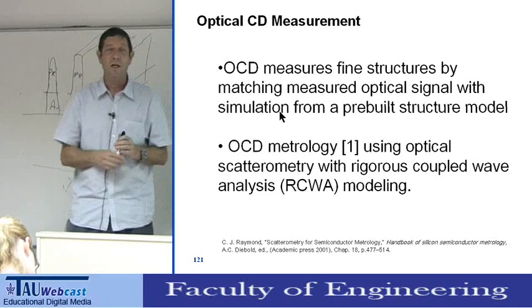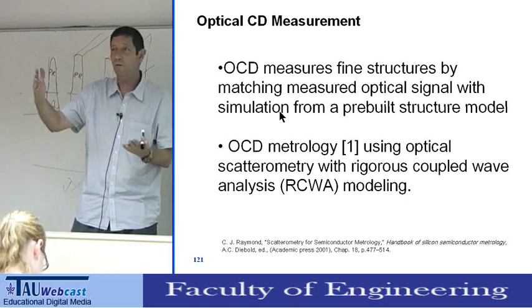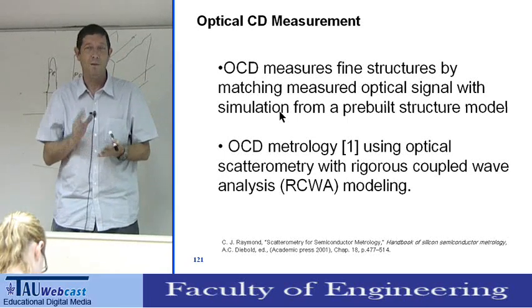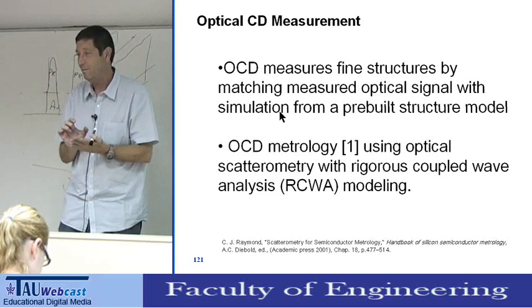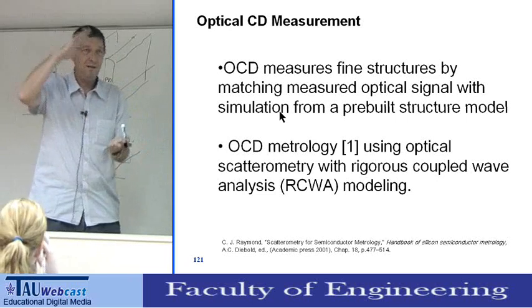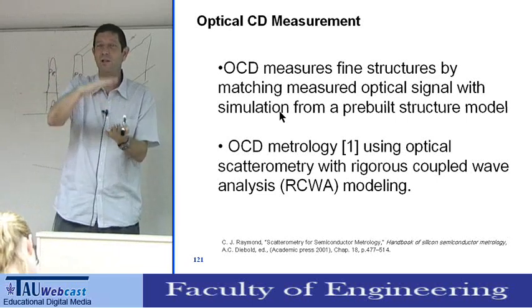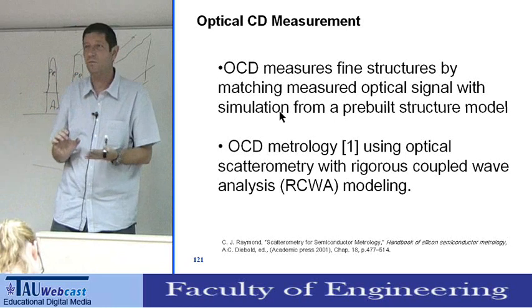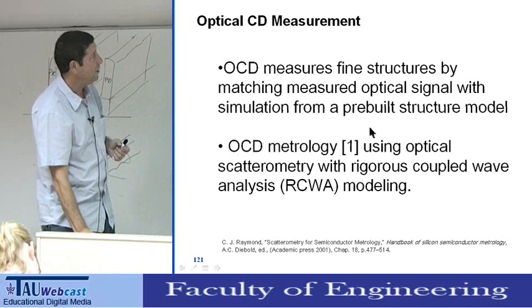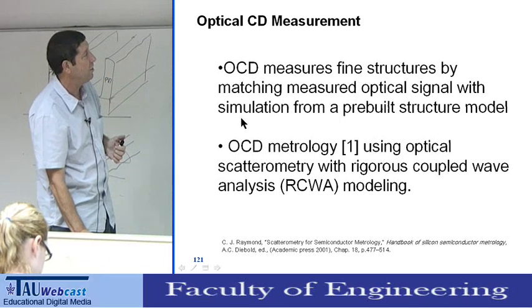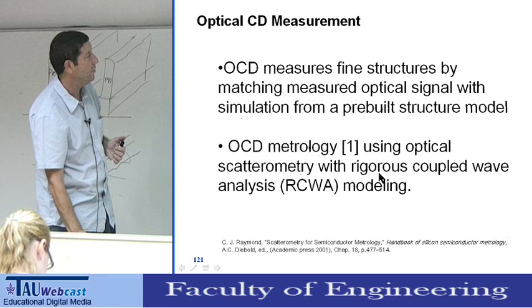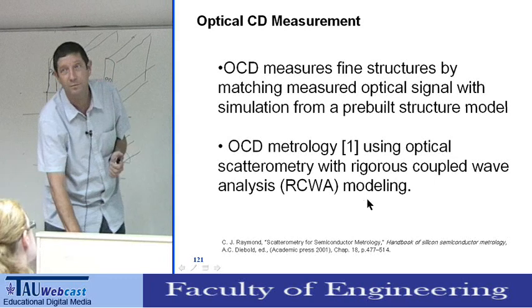Using optics, they measure the reflected optical image, but the reflected optical image depends on the line width, because the light hits the substrate and is reflected, and the reflection depends on the fine structure. What you can actually do, you can measure the structure by actually solving the wave equation and the OCD metrology using optical scatterometry with rigorous coupled wave analysis. This is called the RCWA modeling.